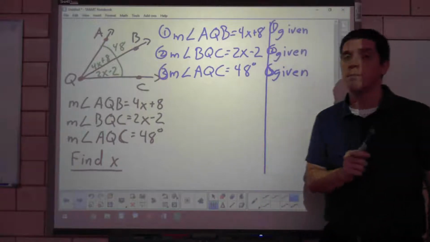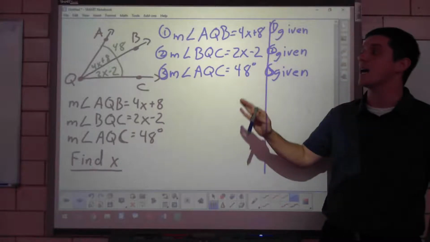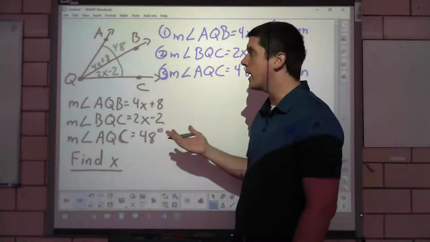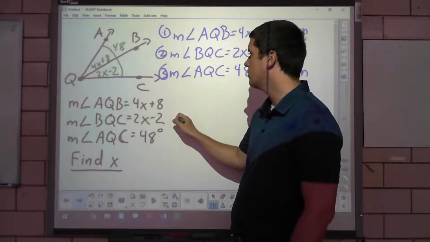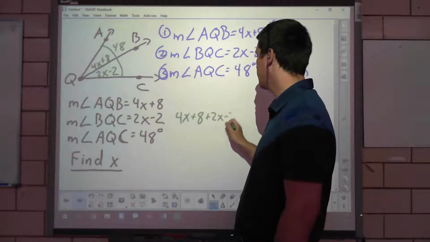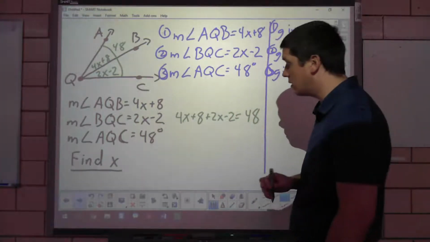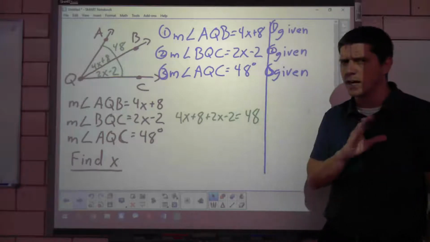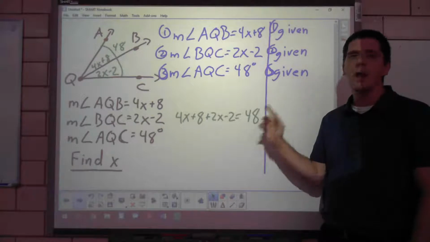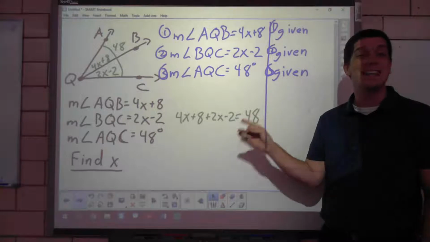Now, this next step is probably the toughest here, because a lot of you guys looking at that picture over there are probably going, well, Mr. Keith, right away, we know that we can say 4x plus 8 plus 2x minus 2 equals 48. And I agree that will be an eventual line that we have in here. I agree with that 100%. The problem becomes, well, what lets me say that? What lets me build onto that fact that this is a thing?